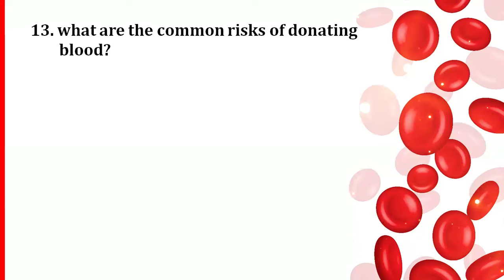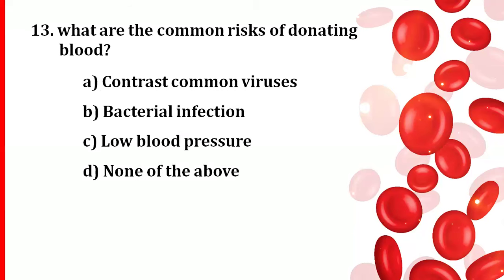Next question. What are the common risks of donating blood? Option A, common viruses. Option B, bacterial infections. Option C, low blood pressure. Option D, none of the above. Here, the right answer is none of the above. By donating blood, nothing will happen to the donor. So there is no risk for the donor.